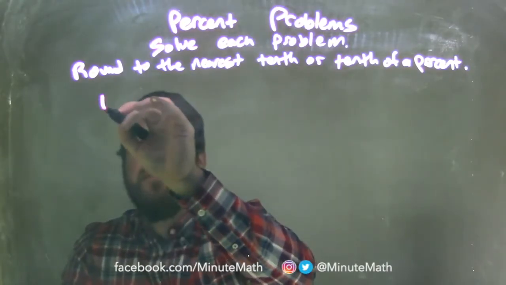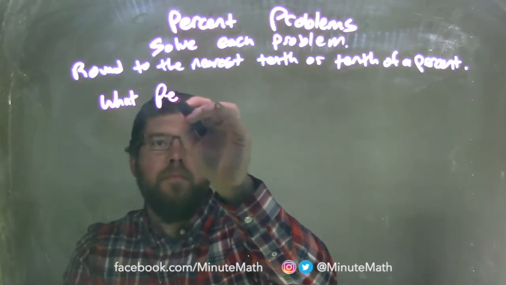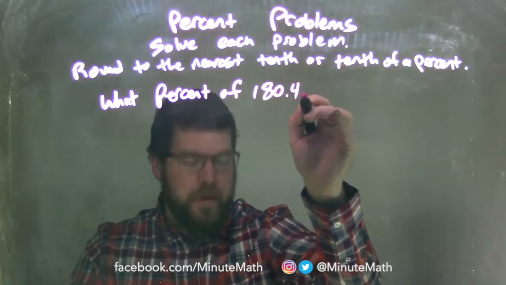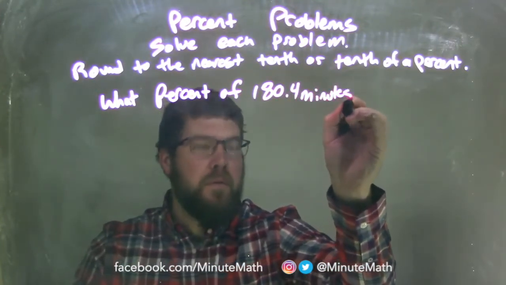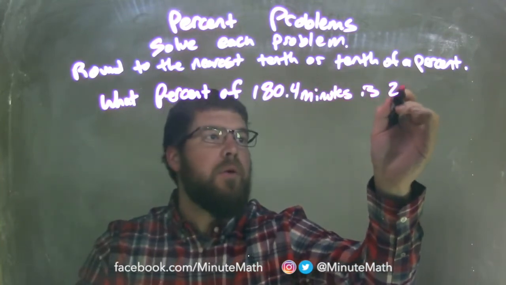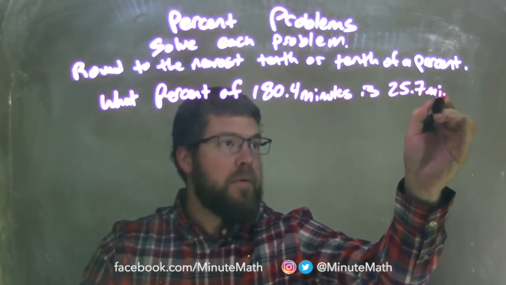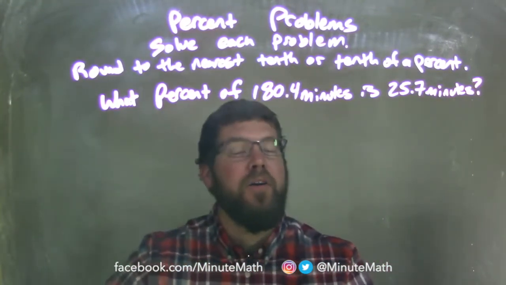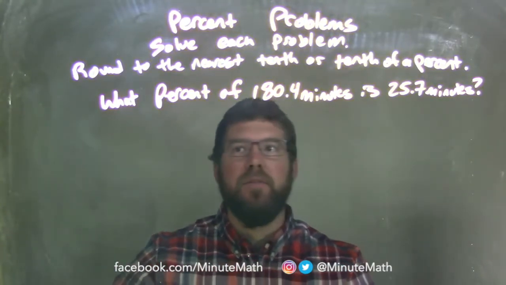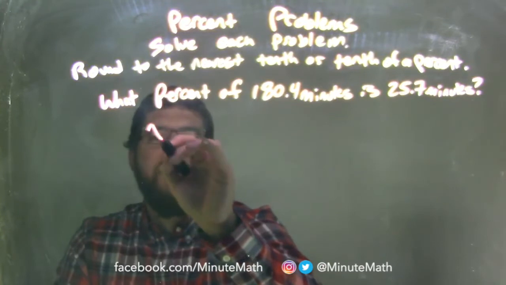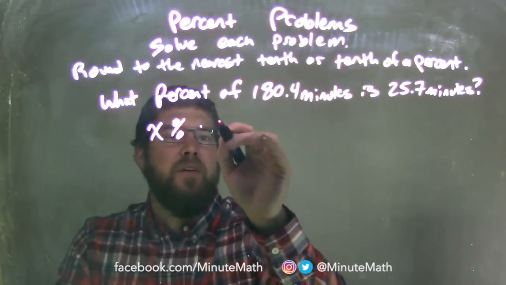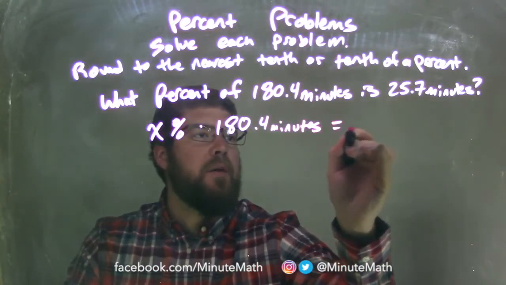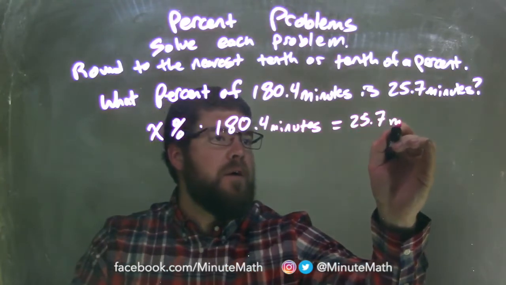What percent of 180.4 minutes is 25.7 minutes? Okay? So what percent of 180.4 minutes is 25.7 minutes? So let's write this as an equation. What, X percent of, multiplication, 180.4 minutes is equal to 25.7 minutes?